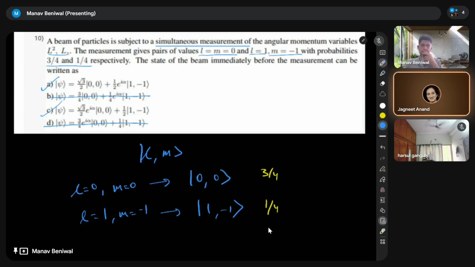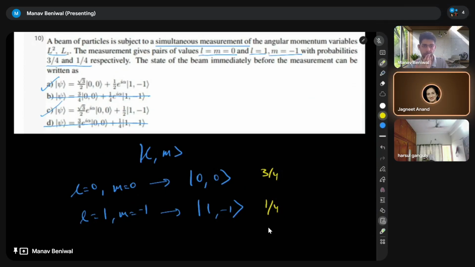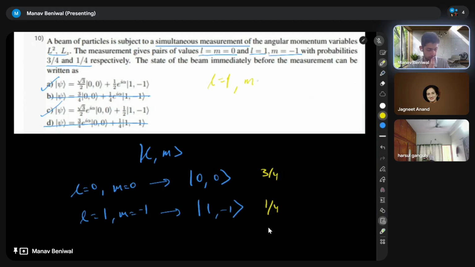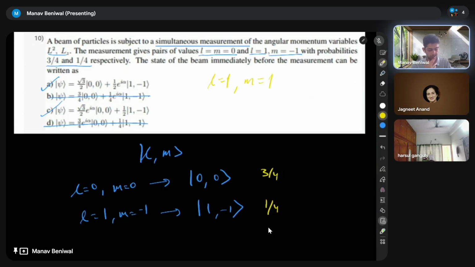But what if in the question it is given that m is equal to 1? Then that means this alpha would have been with 0, 0, is it? What was the modification you told? The first is the same, L is 0, m is 0. The second state is L is equal to 1, m is equal to 1. Okay, then option C would be preferred. Yes.